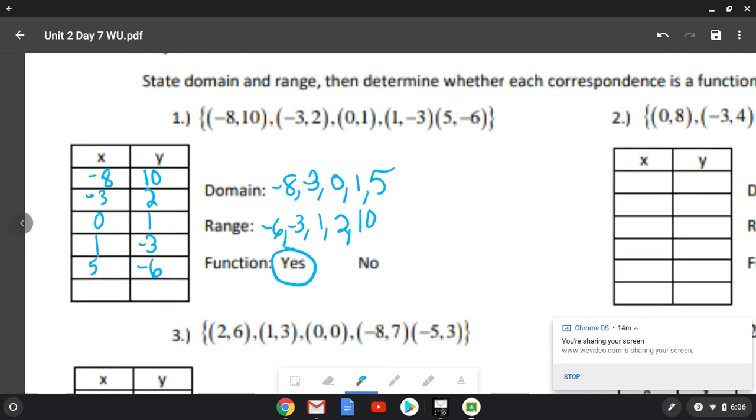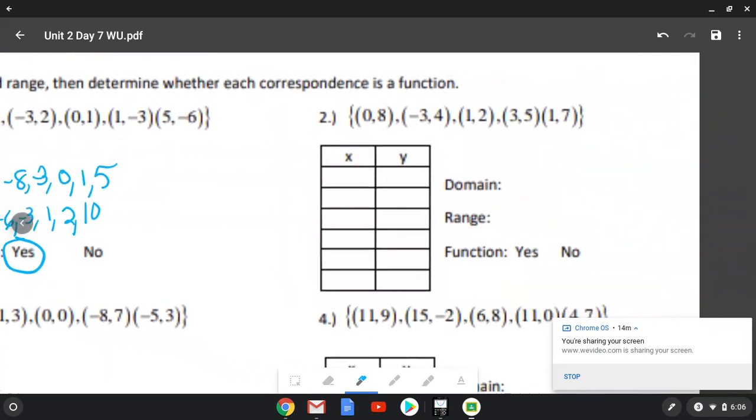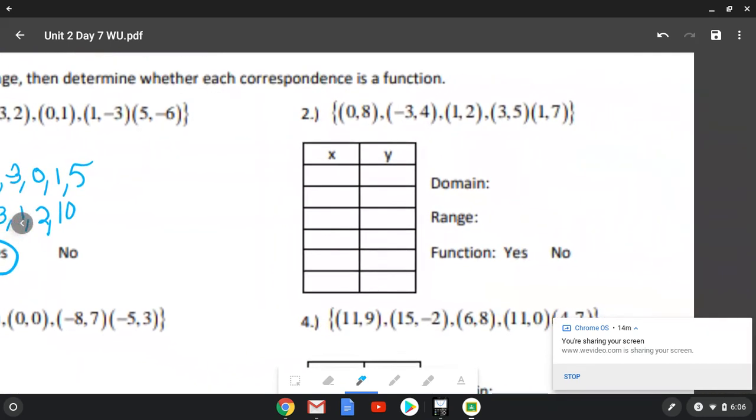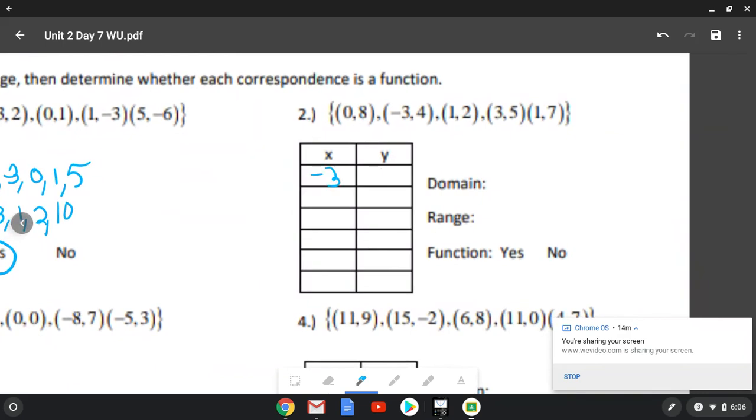So let's go over to number 2. So I'm going to write them in numerical order for my x. -3, 4, 0, 8, 1, 2, 1, 7. Oopsie, that 7 is gigantic. 7, and then 3, 5.